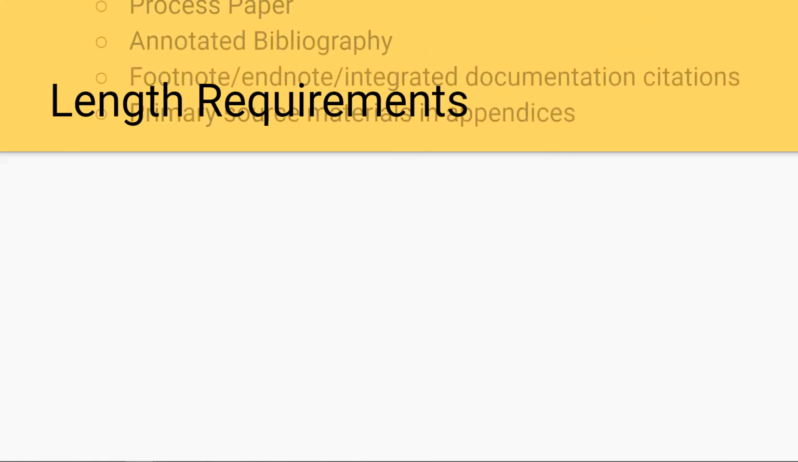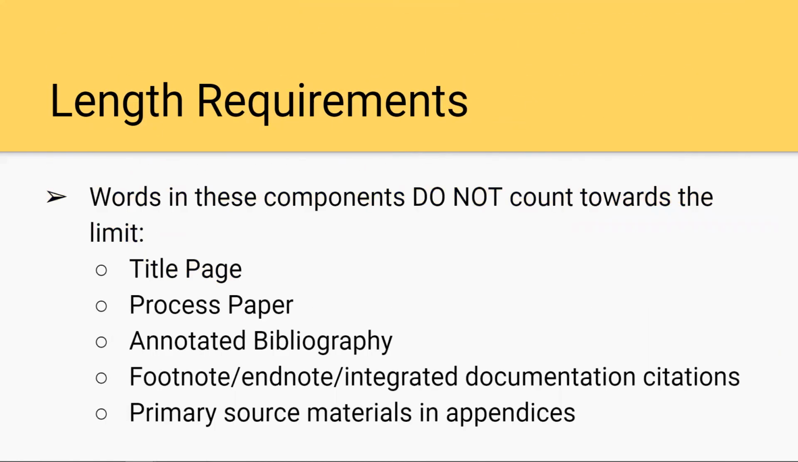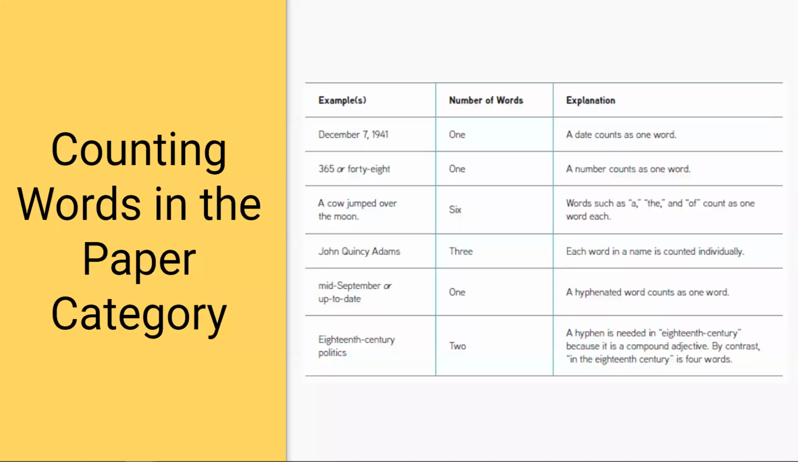Now, there are a few components that do not count towards the word limit. These include the title page, process paper, annotated bibliography, footnotes, endnotes, or integrated citations, and primary source materials and appendices. If relevant images, maps, graphs, or primary source materials are included, they must be placed in the appendices, referenced in the text of the paper, and cited in the annotated bibliography. However, use of appendices must be very limited.